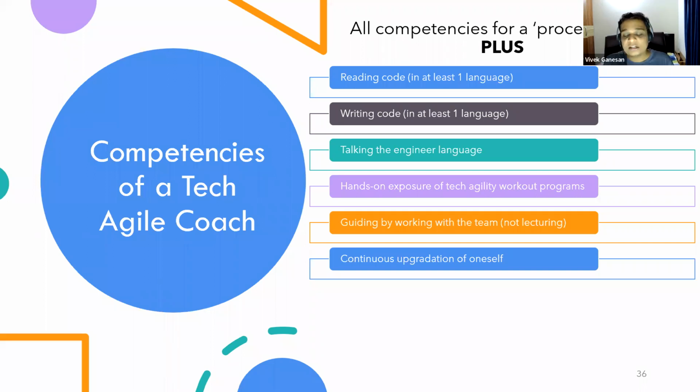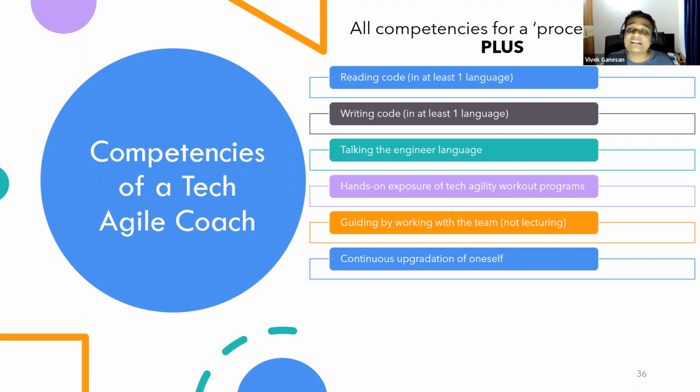You need to be able to continuously upgrade oneself. When this continuous upgradation mindset comes, most of the times people ask, do I have to read code in all possible languages in the world? No, as long as you start with one language, you can always try to find similarities and differences and adapt your approach to the next language.